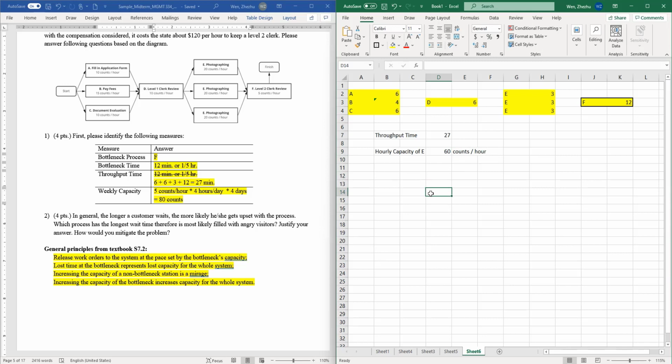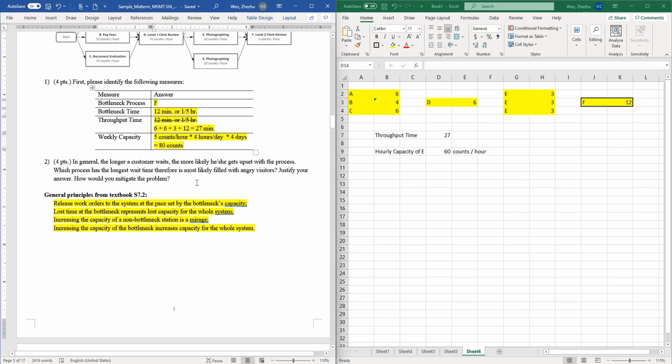For each station, your hourly capacity is 20 counts. Then you have 3 of those stations running at any given time. So in every 60 minutes, you have 60 counts being completed, whereas your level 2 clerk review will only be able to get 5 counts done in any given hour. So there is going to be a huge delay in between. Your answer may vary.